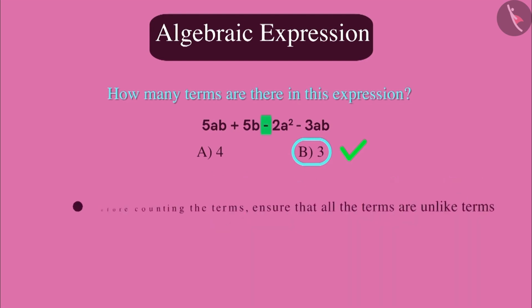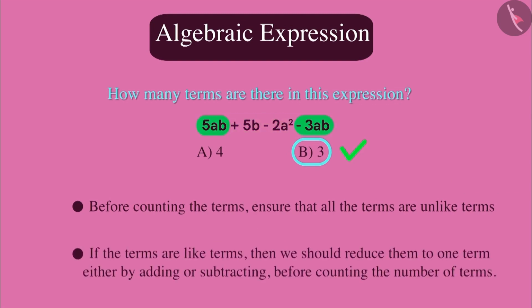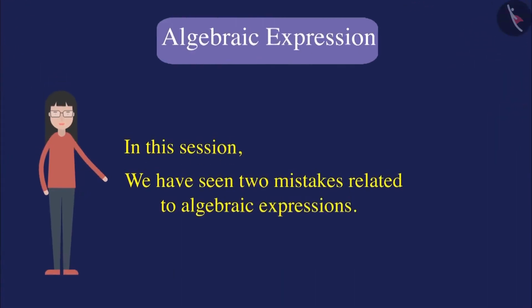Remember, before counting the number of terms, we have to keep in mind that all the terms should be unlike terms. If we have like terms, then we should reduce them to one term either by adding or subtracting before counting the number of terms. In this session, we have seen 2 mistakes related to algebraic expressions.